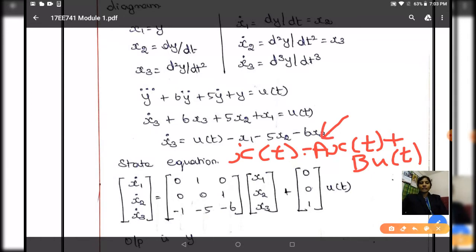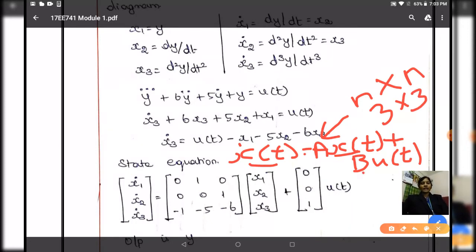What is the order of the matrix A? The order of the A matrix depends on how many state variables there are. So the A matrix is n cross n, where n is the number of state variables. The number of available state variables is 3. So the order of the matrix A is 3 cross 3.